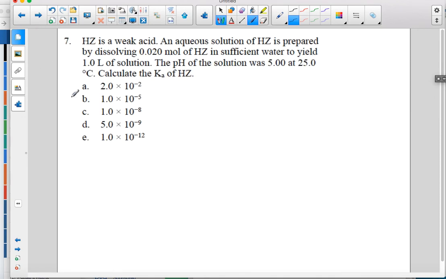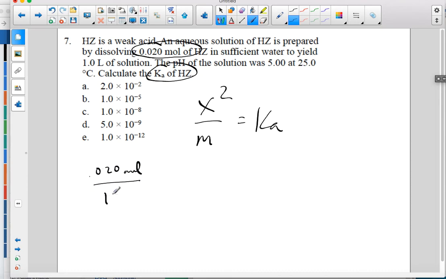Next one. HA is a weak acid, so they wanted us to calculate Ka. They're going to have you do x squared over molarity equals Ka problems on multiple choice without a calculator. The trick is scientific notation. They tell me I have 0.02 moles in 1 liter, because it says 1 liter solution, so technically my molarity is 0.020. But that ain't going to work for this. I'm going to change into scientific notation. So I'm going to go 2.0 times 10 to the negative second goes there.